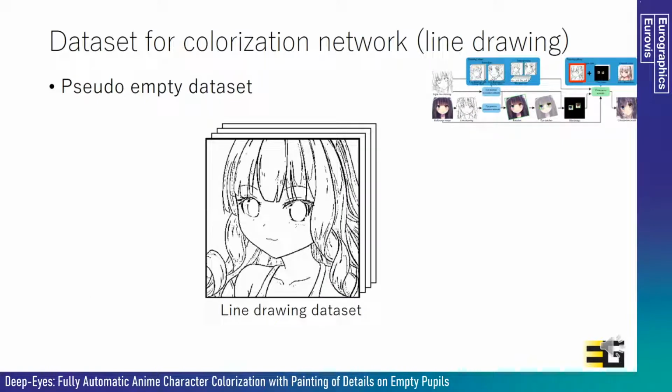The colorization network is given line drawings without pupil details as input. However, line drawings that are extracted by previous line drawing extraction methods have pupil details. If this network is trained with line drawings in which the pupils have edges, this network can't paint details in empty pupils of line drawings. Therefore, this network is trained using the pseudo-empty dataset. This network that is trained with this line drawings dataset can paint details in empty pupils.